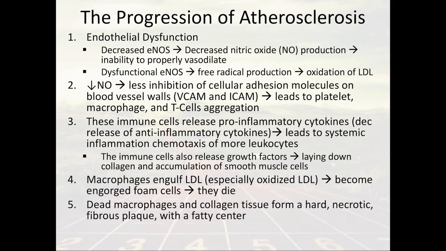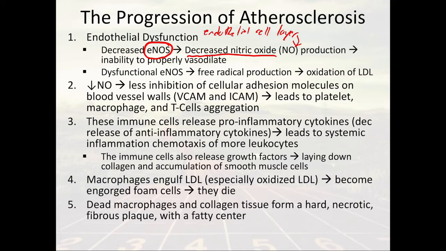Okay, so it all starts with endothelial dysfunction. Remember, we have this small endothelial cell layer that lines all of our blood vessels. One of the jobs of that tissue is to produce nitric oxide, and we can see that that tissue is not functioning well when we have decreased nitric oxide. So the very first step in the progression of atherosclerosis is a decrease in the production of nitric oxide. The thing that makes nitric oxide is an enzyme called eNOS, endothelial nitric oxide synthase.